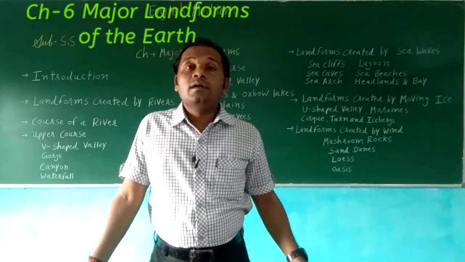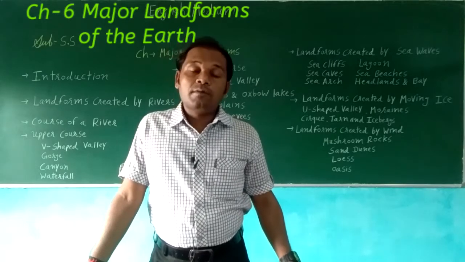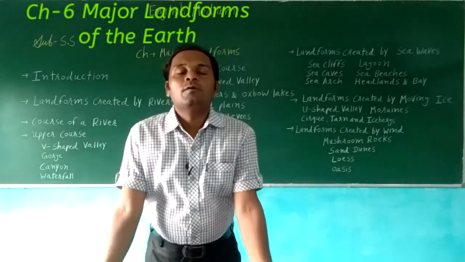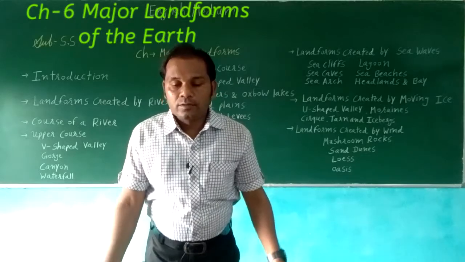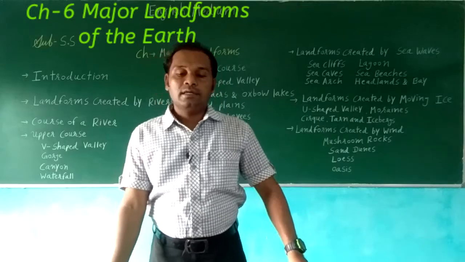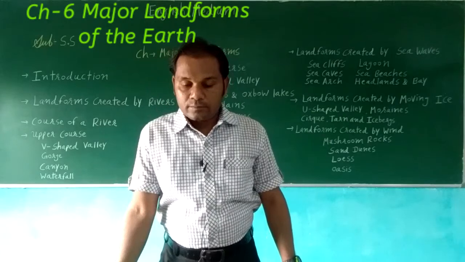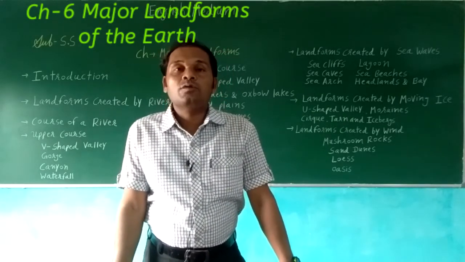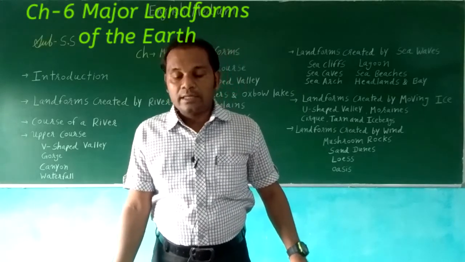may start moving like a river from a higher mountain to the slopes of a lower mountain. This moving mass of ice is called a glacier, and it is a landform created by moving ice. Let's know more about the landforms formed by a glacier.